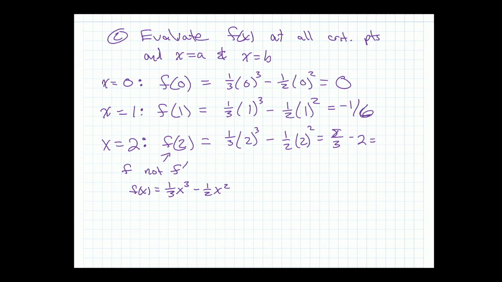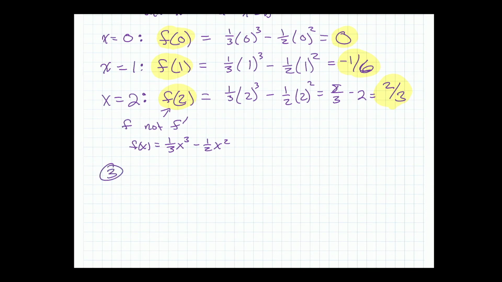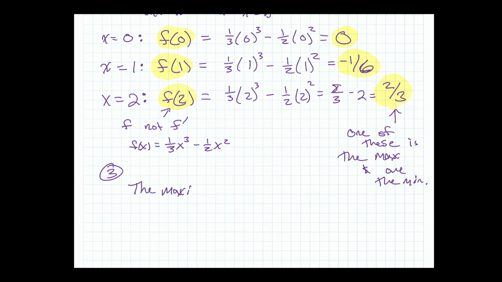Okay, so I'm just going to do this. 8 over 3 minus 4 over 2, which is 2/3. Okay, so there we go. So I've got f of 0 is 0, f of 1 is negative 1/6, f of 2 is 2/3. So then all that's left to do is interpret my answer, because I know that one of these is the maximum and one of them is the minimum. So I can say the maximum is 2/3, right? Because 2/3 is the highest value out of 0, negative 1/6, then 2/3. So the maximum is 2/3 at x equals 2.